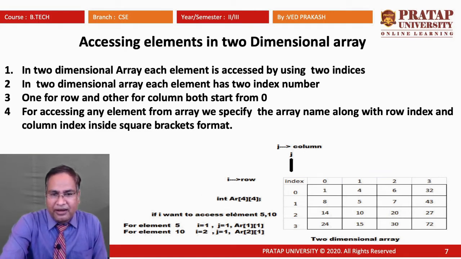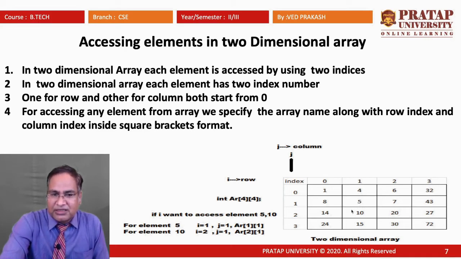Now, we declare a 4 cross 4 matrix array, int array name is AR. Suppose we declare such a statement, then the memory is created according to the given diagram. In this two-dimensional array, if we want to access a specific element, suppose we want to access the element 5.